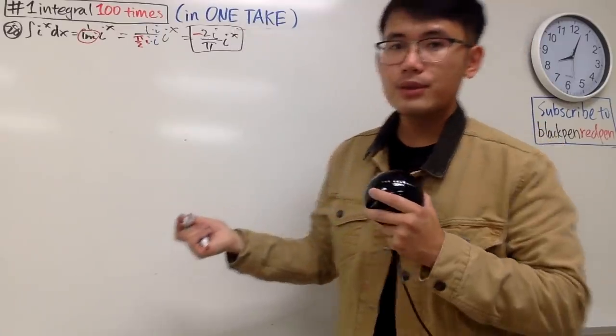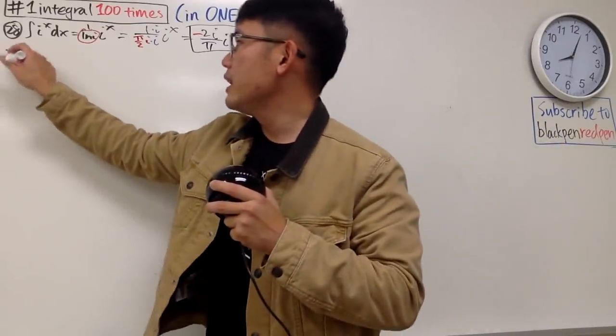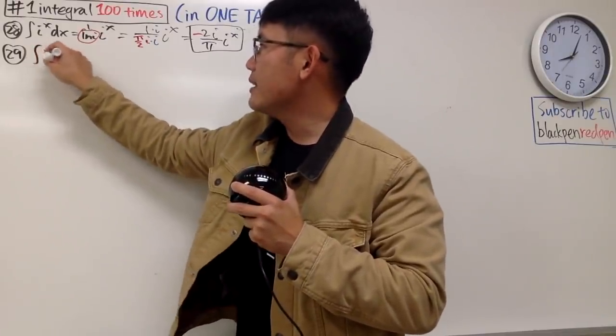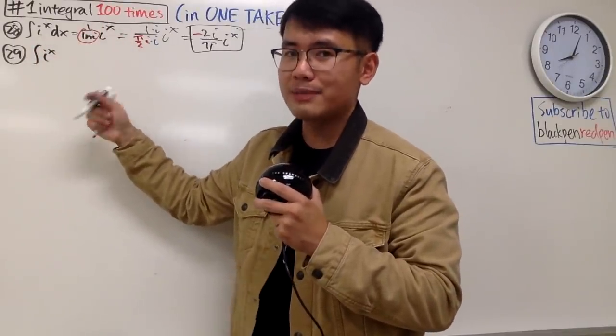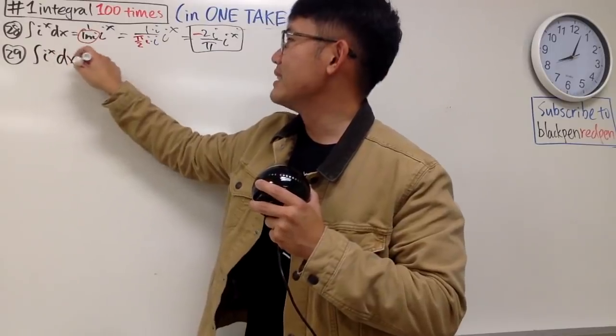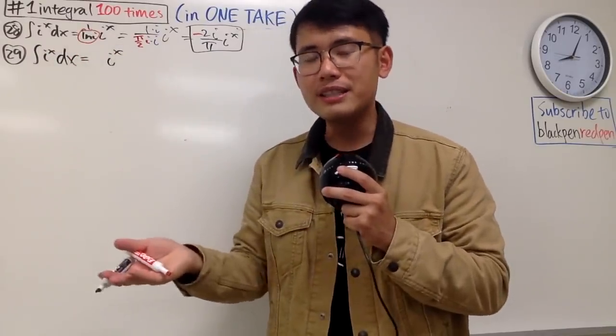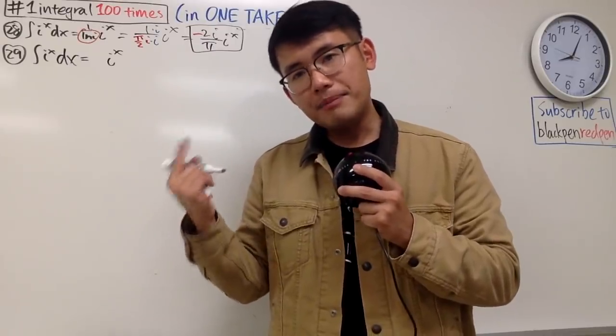That's it. Cool, huh? Now, number 29. Here we have the integral of i to the x power dx. And this is going to give us i to the x power, because this is just like e to the x, but the base is not e. Base is i.